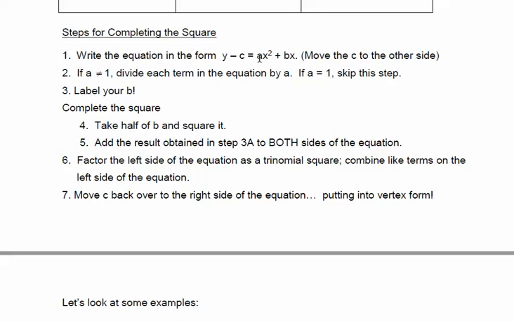Then I'm going to label my b. And then in order to complete the square, and you might not understand this right now, I'm going to take half of b, square it, and add the result to both sides of the equation, because whatever I do to one side of the equation, I have to do to both sides. And then I'm going to factor it as a trinomial square, combining like terms on both sides of the equation, and move c back over, putting it into vertex form. So what does that really look like?